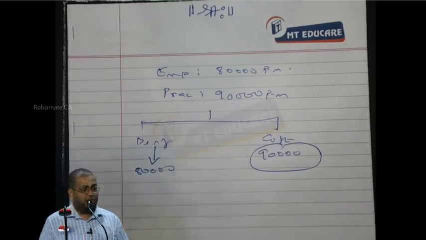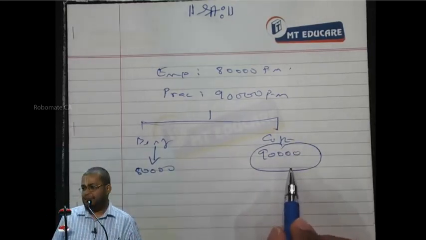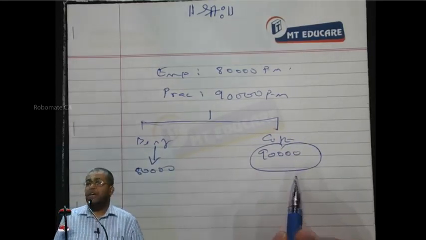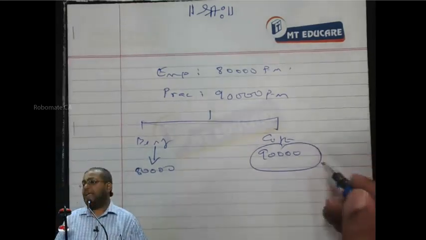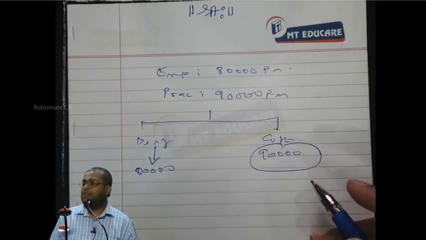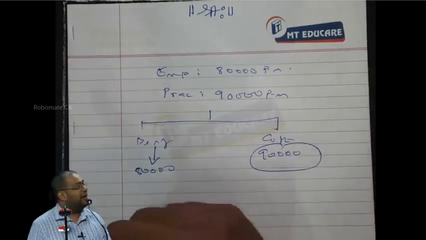Everybody following? So this 90,000 is not an expense. Still I call it a cost for the purpose of decision making, right or not? So in that case we also give a name for that. We give the name called opportunity cost, right or not?